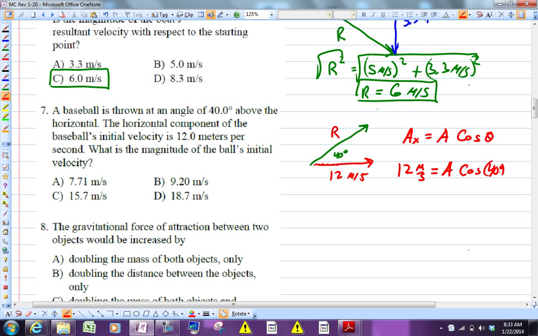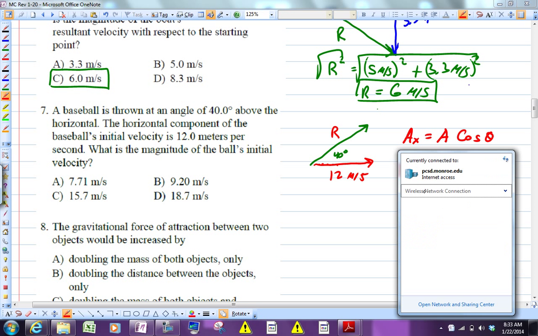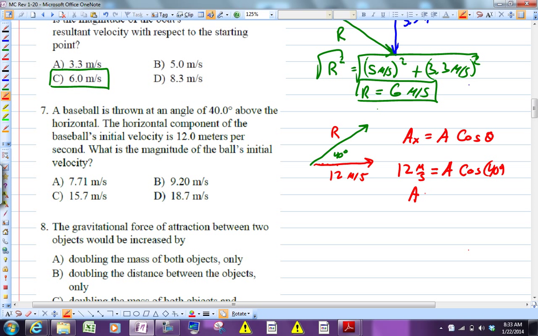If you're not sure, take the sine of 30 degrees. You should get 0.5. If you're not, it means you're in radian mode. So, oops. When you plug in 12 meters per second divided by cosine 40, you get 15.7 meters per second. So the answer there is going to be C.